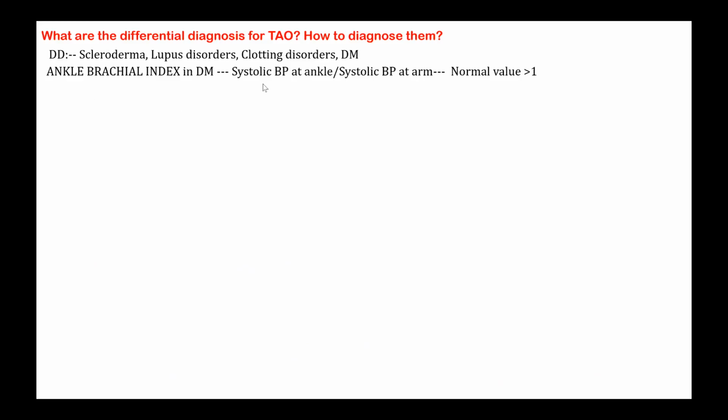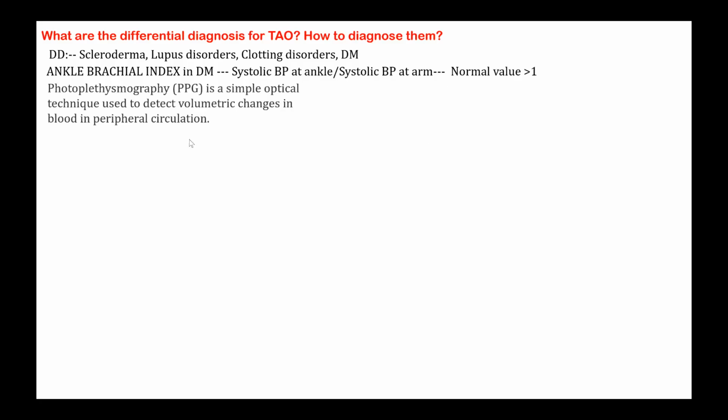Ankle-brachial index is usually done for assessing the blood flow. It's a ratio between the systolic BP at the ankle divided by the systolic BP at the arm. So BP at the lower limb should be higher than the arm level, and the normal value is more than 1. Whereas in patients who have less blood flow, the ankle BP will be low and the arm BP will be high, so the value will get reversed. So that is an important clinical method of diagnosing them.